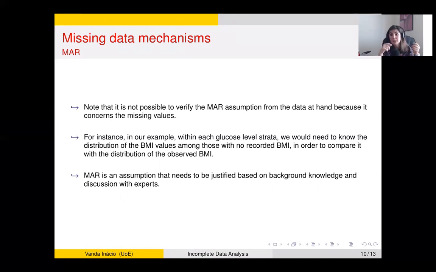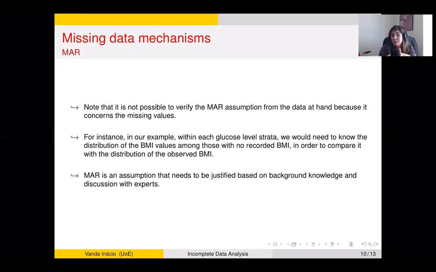To make this concrete, for the example, what I have just said is that within groups formed by individuals with similar blood glucose levels, the probability that an individual will have a missing BMI value is the same as for any other individual in that group. And so this would imply that within each group, the data are missing completely at random, and then that the distributions of the missing and observed BMI values would be similar. But since we do not have the distributions of the missing BMI values, we cannot check whether this is true or not. And that is why we cannot verify the missing at random assumption from the data at hand.